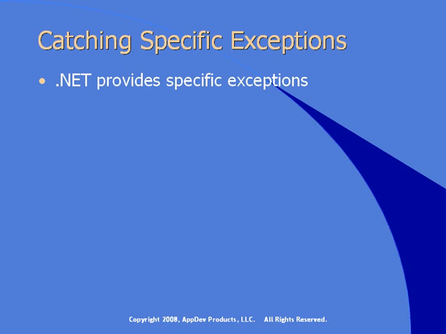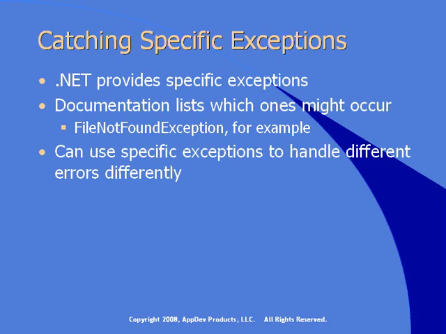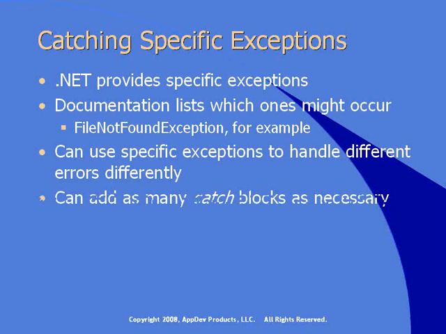The .NET Framework provides a number of different specific exceptions built into the framework. And the documentation for almost every method lists which exceptions might occur when you call a particular method. For example, there's a file not found exception, which will occur if the file's not found. You can use specific exceptions to handle different errors differently. You can catch a specific kind of exception and handle it a certain way. You can add as many catch blocks as you need to handle all the different possible exceptions in different ways altogether.